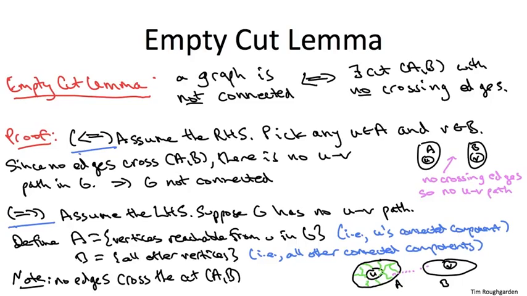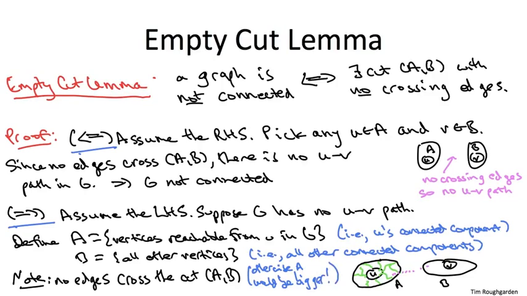And why is that true? Well, if there was an edge crossing the cut A, B with one endpoint in A, one endpoint in B. Well, by definition, there are paths from U to everything else in A. So if there was any edge sticking out of A, that would give us a path to some vertex in B. But B, by definition, are vertices not reachable from capital A. So that's a contradiction. So again, the point is that if there were edges crossing this cut, then we can expand A and make it even bigger. So therefore, there aren't any edges crossing the cut. The cut is empty. That's what we needed to prove.